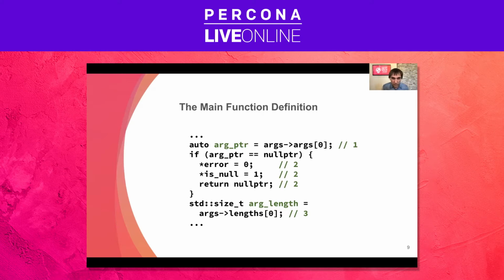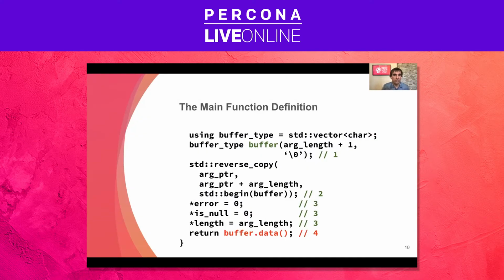At line 2, we also specify that is_null is now equal to 1, which is exactly the indication of a null return value, and we also return a null pointer here. Then if the argument we extracted is not null, we also extract the length from a different array of the same args structure at line 3. Basically, at this point, we have the arg pointer and arg length, which is enough to proceed with the results.